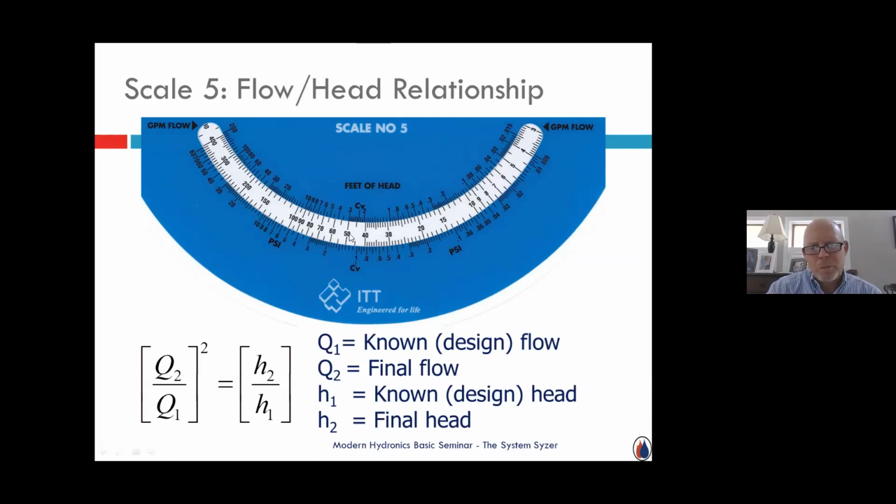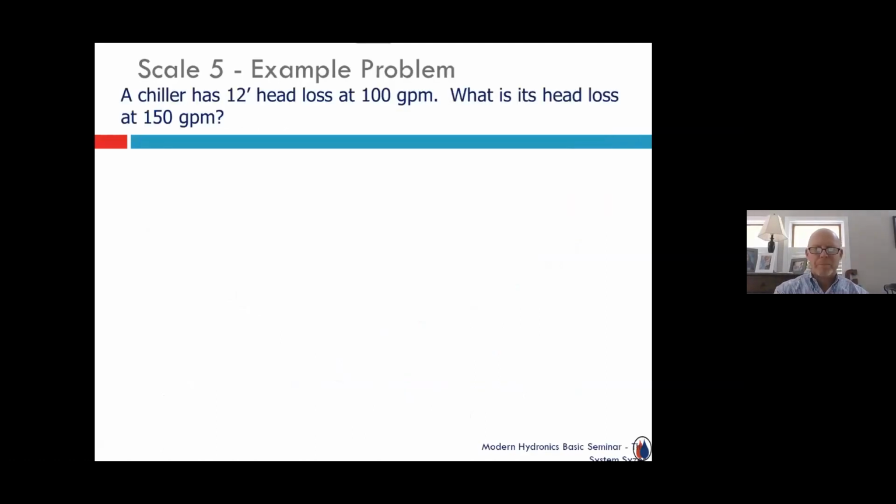And the answer is no, it's a squared relationship. So if I took 50 GPM and I had a head loss of 3 feet, and I look at 100 gallons a minute, I don't manipulate the wheel. I've already got my known conditions lined up. I find the new flow rate, and I look at the new head loss, and it would be about 12. And that's because the relationship is squared. So if I went from 50 to 100, 100 divided by 50 is 2. 2 squared is 4. 4 times my original head loss of 3 becomes 12. That's the Fanning's formula. That's the relationship that scale 5 is built on.